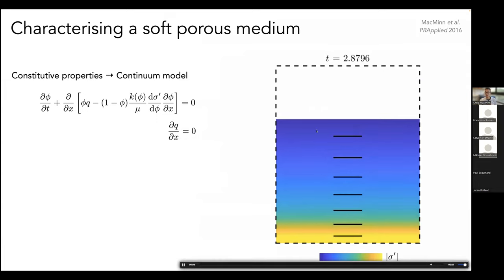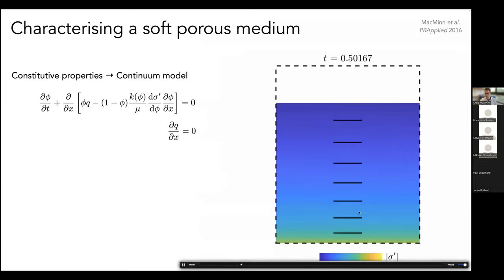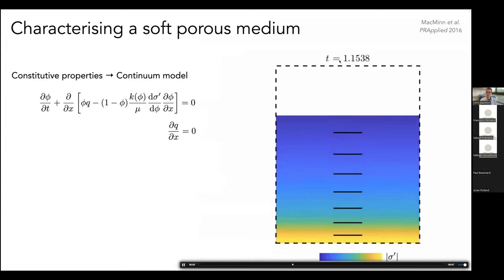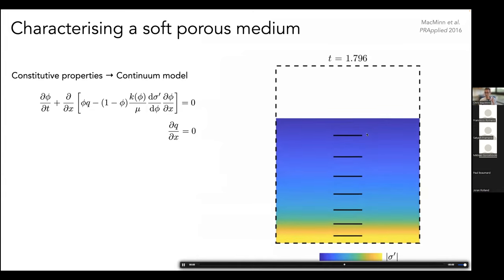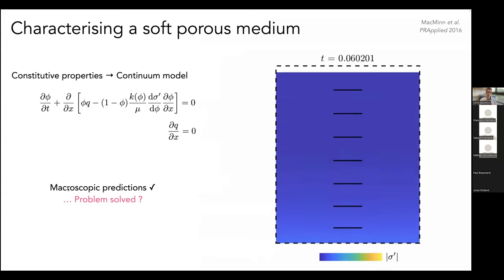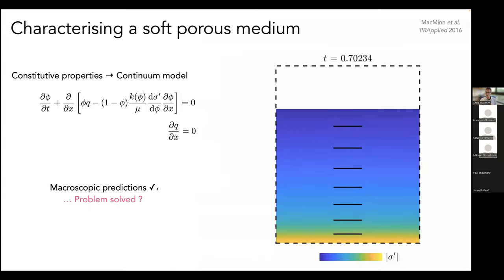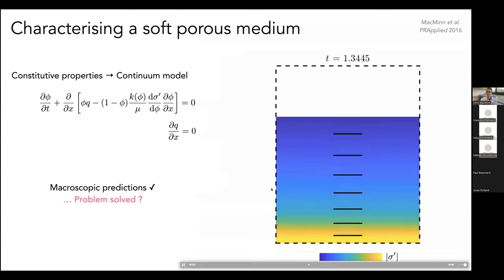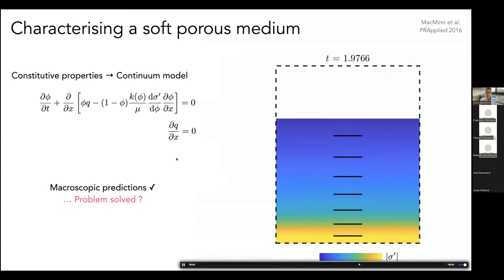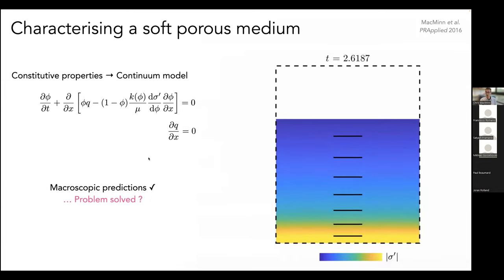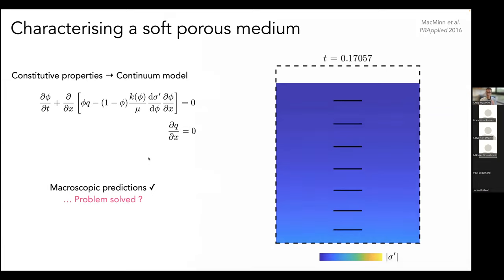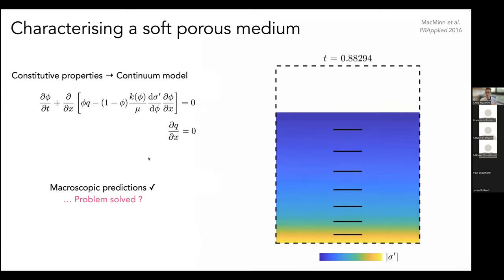So in principle, we would have measured those two functions. And given that, we can then solve this equation and predict what we expect for a given flow rate from top to bottom through the material. We can predict the distribution of tick marks. And that's ultimately what we wanted to do. So we've made macroscopic predictions, which means in principle, we've solved this problem. So now we know how to model and predict what's going to happen inside a soft porous material when there's flow coupled to deformation.